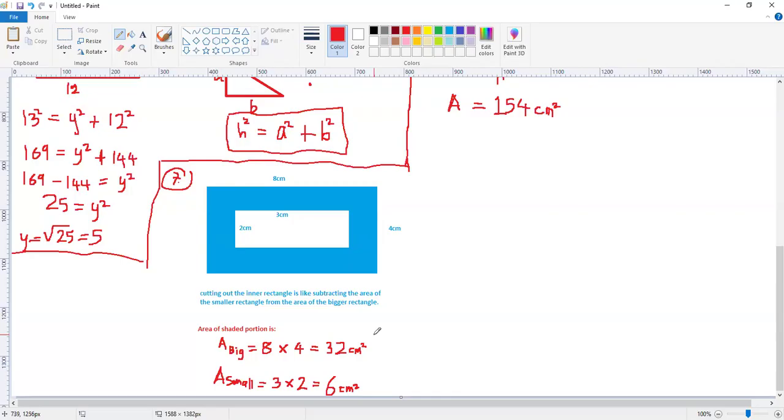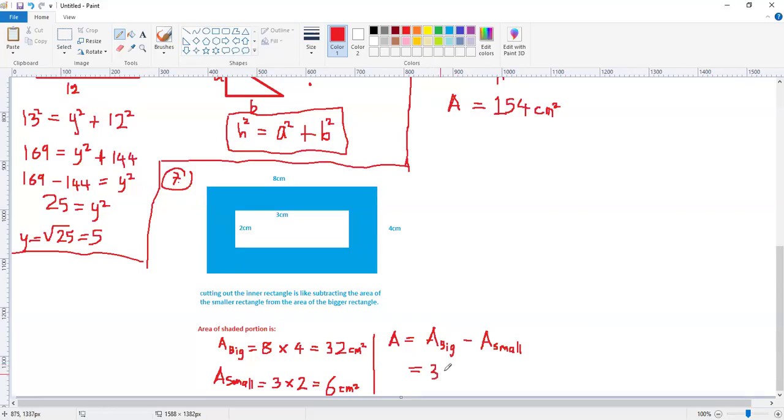Now the area of the shaded portion. Hold on a minute. Area of the shaded portion A will be equal to the area of the big rectangle minus the area of the small rectangle. So I'm giving the details like this, so even if you store it sometime later in your book, you still remember what we were talking about.